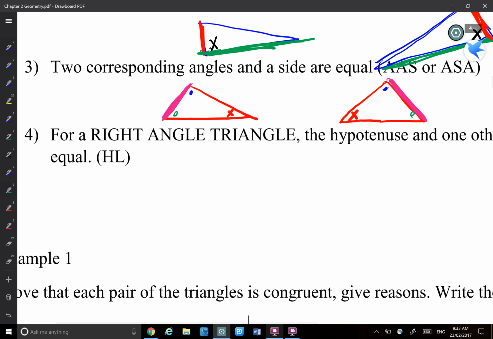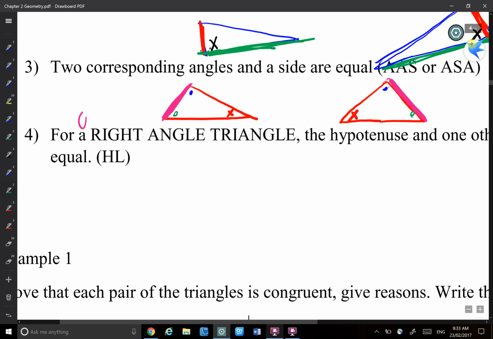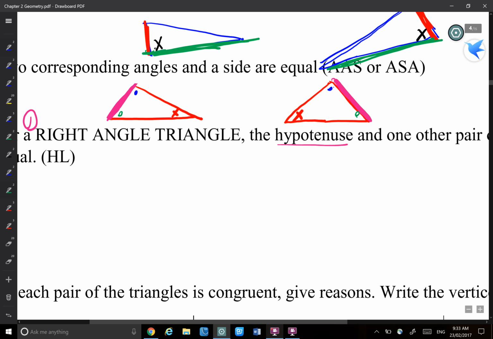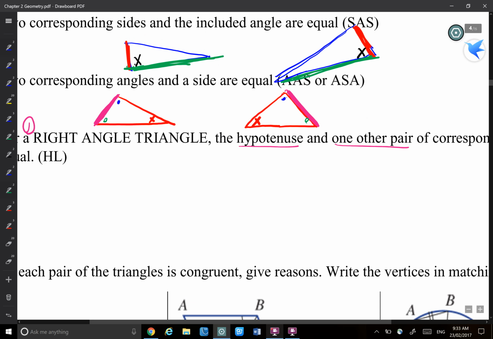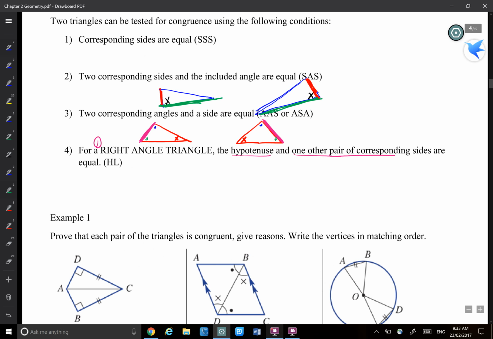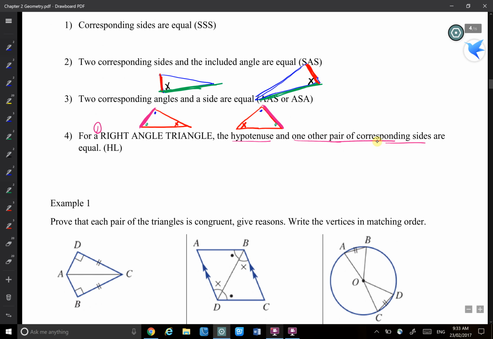The next one is for a right angle triangle. The first piece of information is that they are right angle triangles, and the hypotenuse and one pair of corresponding sides are equal, then we can call that HL.